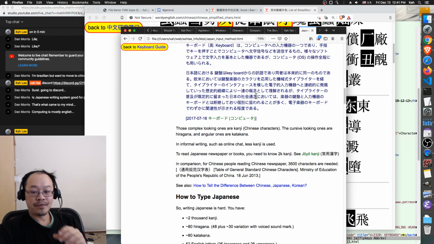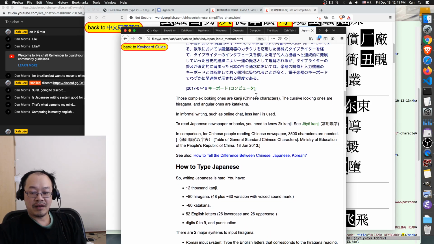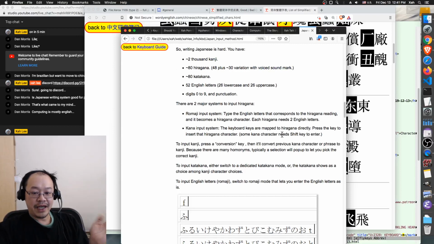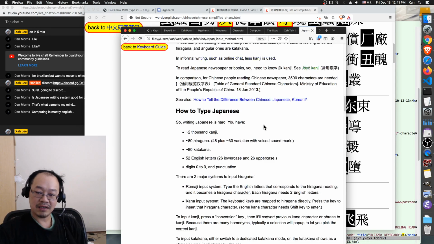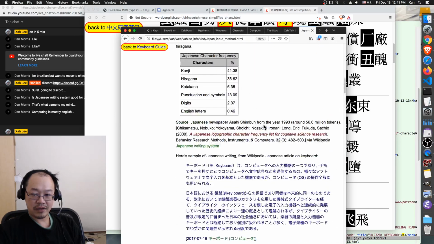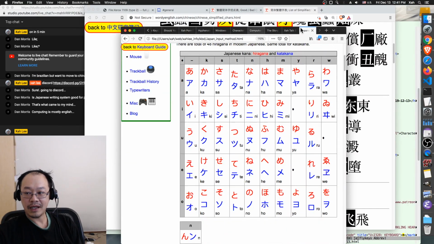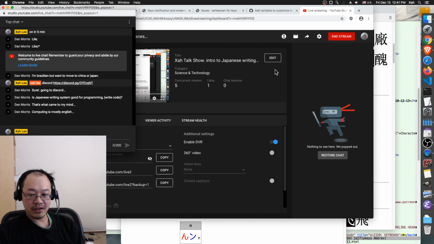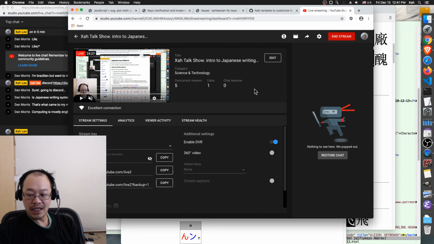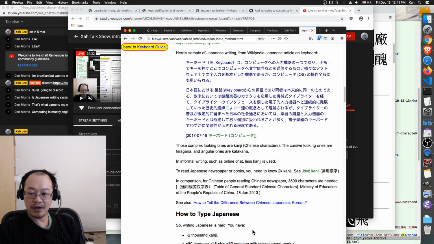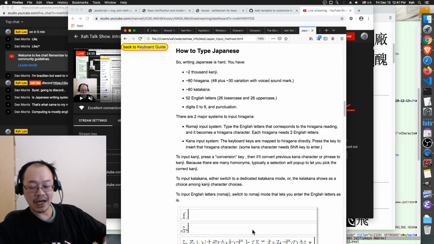Then you also need to type the Chinese characters. If you finish high school in Japan, you should know about 2,000 or 3,000 Chinese characters. So it's very hard. Okay, that's a summary, an introduction to the Japanese writing system. Next we're going to continue to talk about the Japanese input system, that is, how do you actually type them, and then Japanese keyboard layouts.